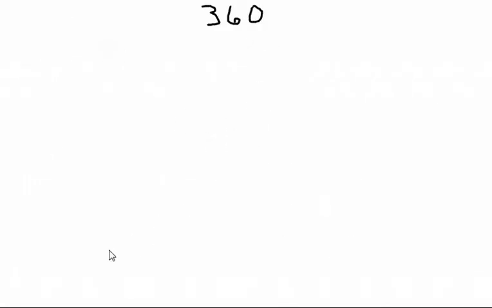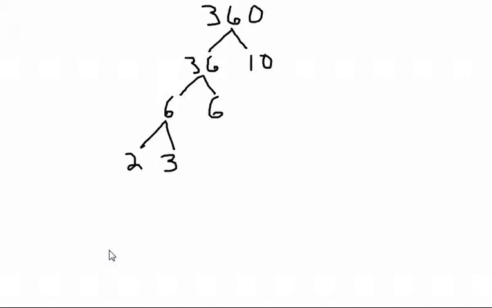Alright, now let's say you have a larger number like 360. If I break that down, there are lots of different ways. If it ends in a 10, a real easy one to start with would be 36 times 10. Then keep going. 36 is 6 times 6, and each of those can be written as 2 times 3 and 2 times 3. And this 10 can be written as 2 times 5.